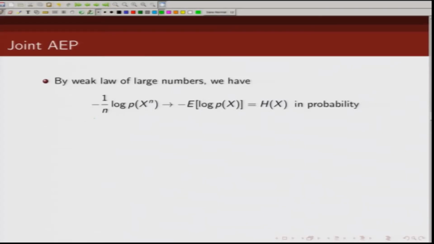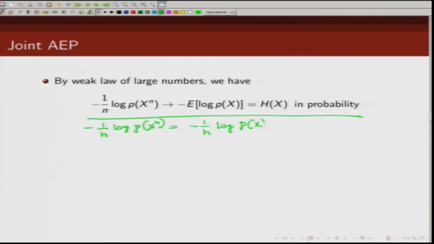So we are going to prove, one by one, each of these properties of jointly typical sequences. We know from the law of large numbers that minus 1 by n log p of x^n converges to the entropy, and this convergence is in probability. This can be shown easily. So this is minus 1 by n log p of x^n. Since x^n is IID distributed, I can write it as minus 1 by n log of p of x1, p of x2, like that, p of xn.